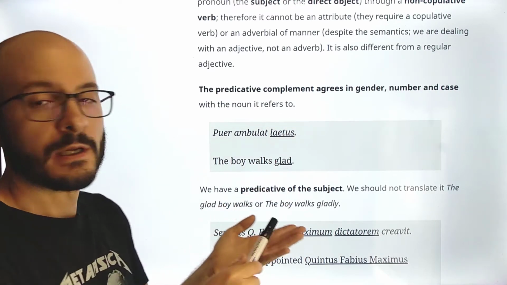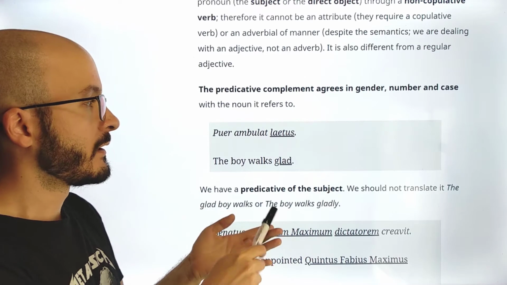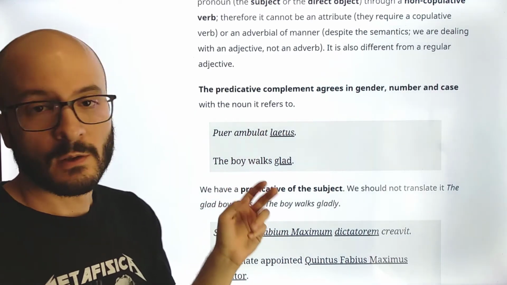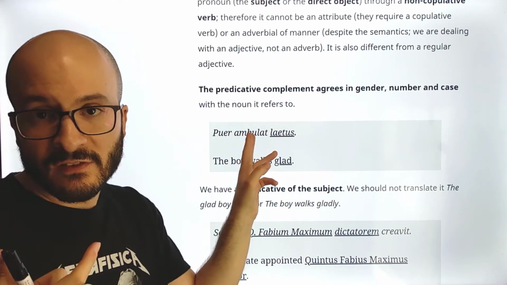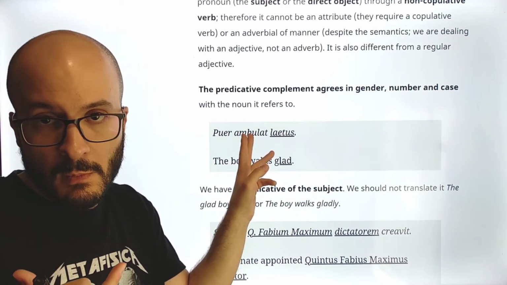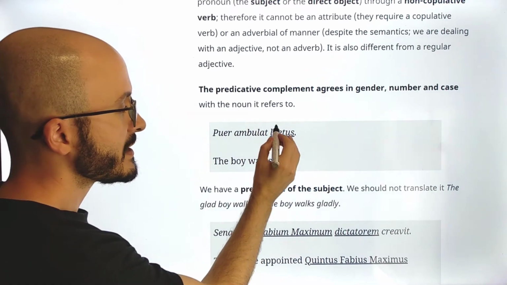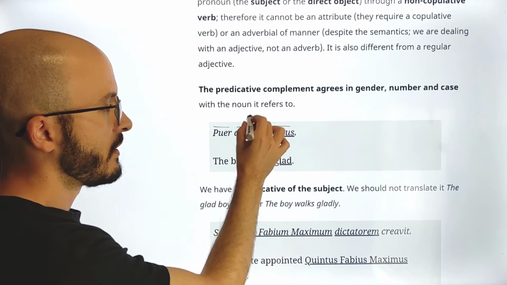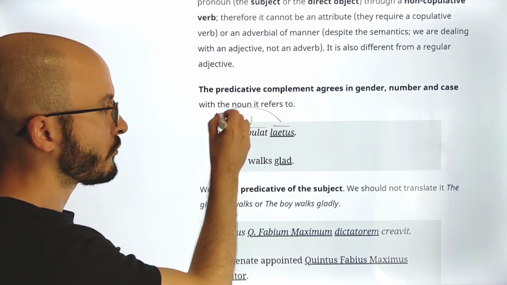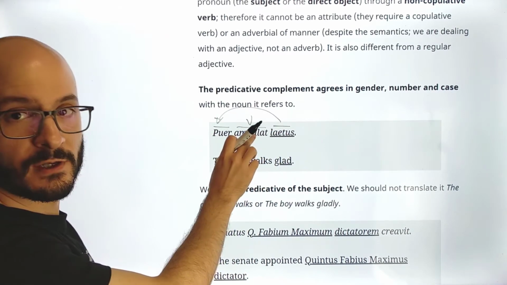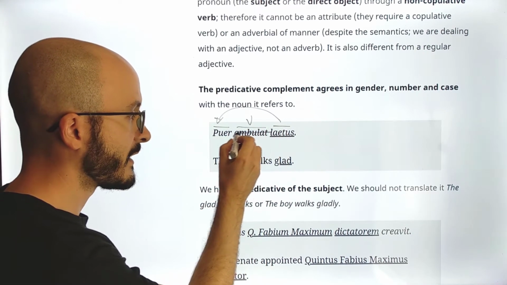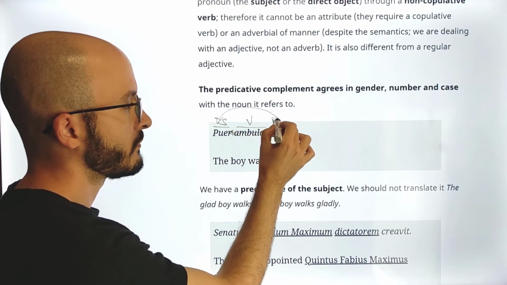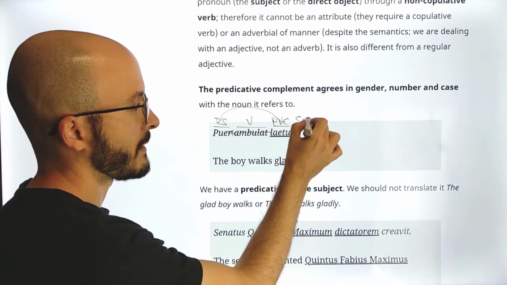So laetus is nominative, masculine, singular. And notice that this verb, walk, is not a copulative verb. It is not the verb sum. And yet we see that this is like one phrase, this is another phrase, and of course this is the verb. So this phrase refers to this phrase through the verb. Okay, so it's like this. And this is the subject, so this is the predicative of the subject.